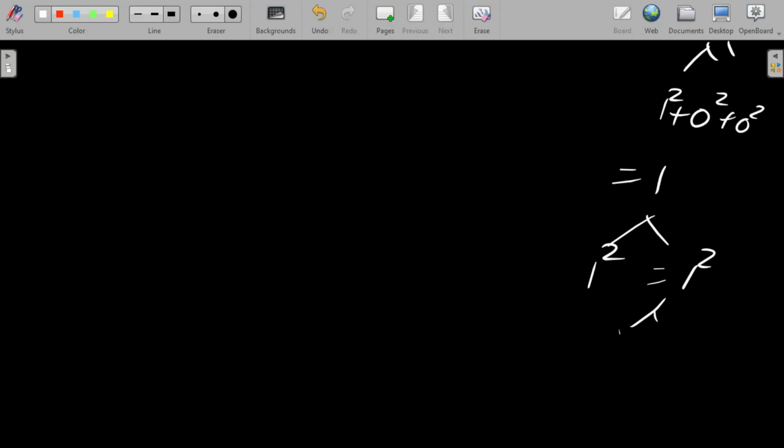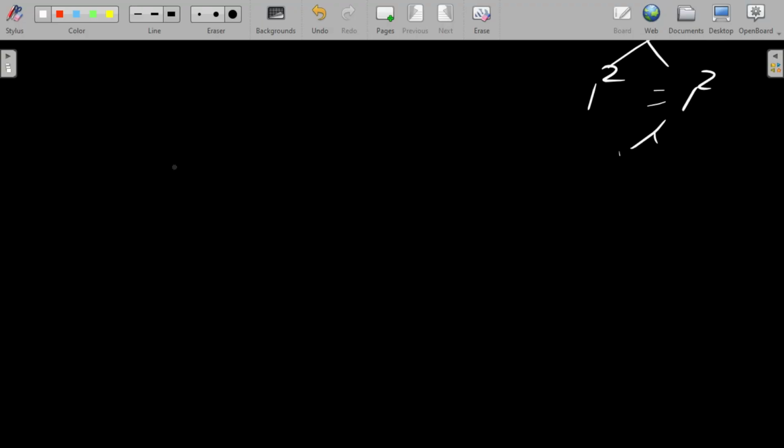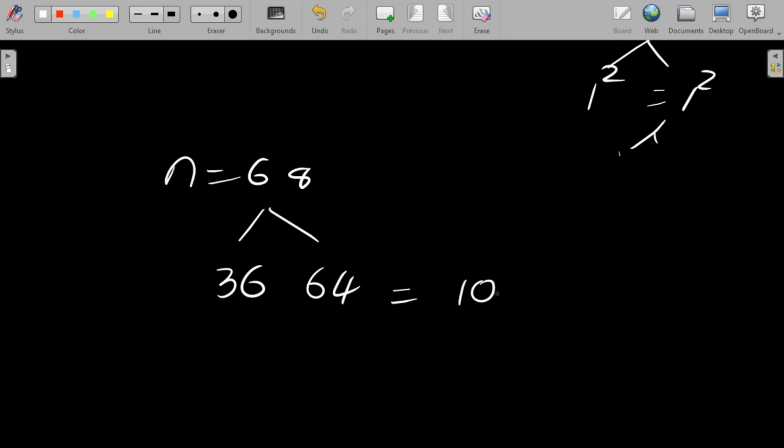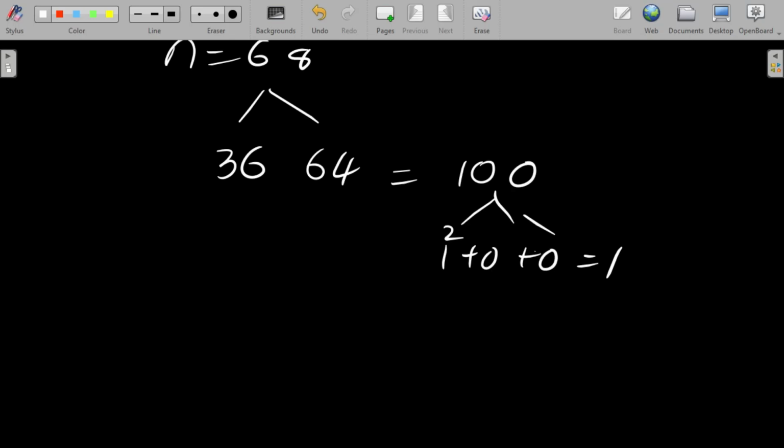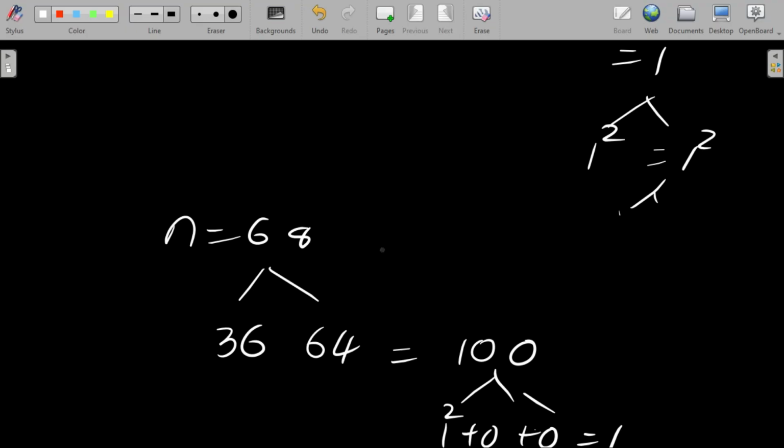Let us see another example. Let us see for 68, so n equal to 68. Same way, I think it's also a happy number, because 64 plus 36 gives you 100. Then we split it, and we get 1 square plus 0 square plus 0 square, which is 1. So 68 is also a happy number.